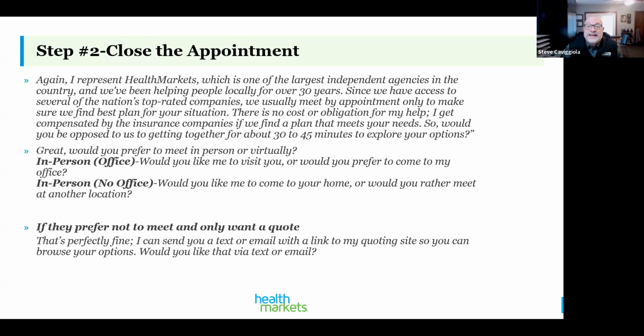Great. Would you prefer to meet in person or virtually? Okay, because I already told them we meet by appointment only. Do you want to do this in person or virtually? Now, if they say in person and you have access to an office, would you like me to visit you or would you prefer to come to my office? I always ask them to go to their place first. Oh, you do that? Yeah. That's why I work a local territory so I can go to them.